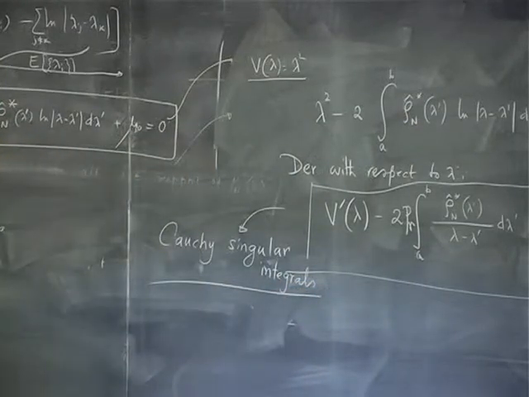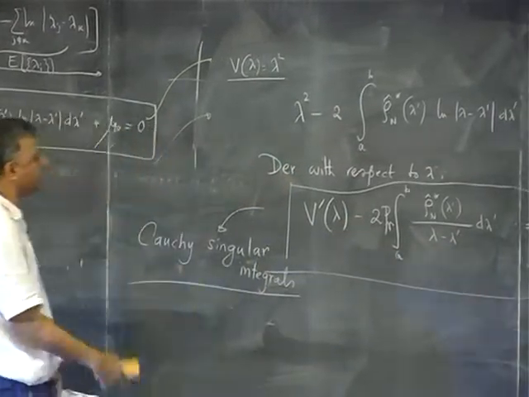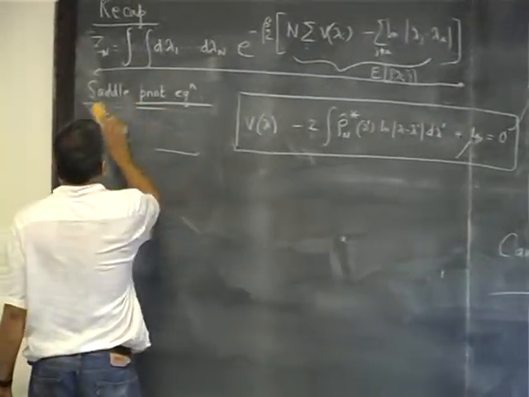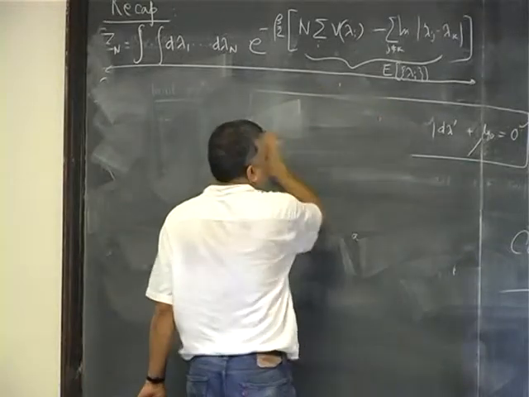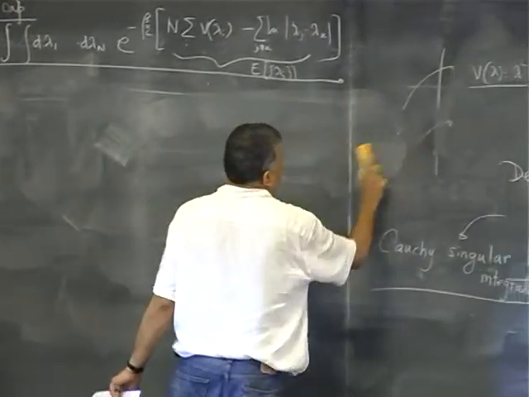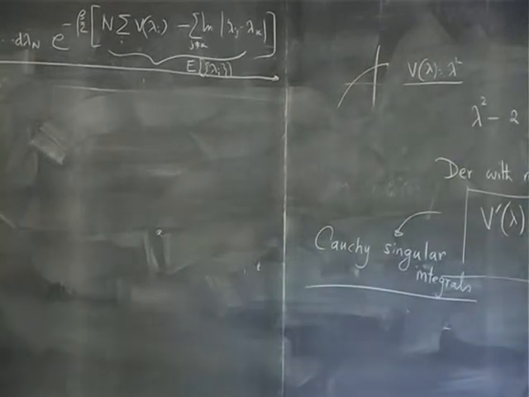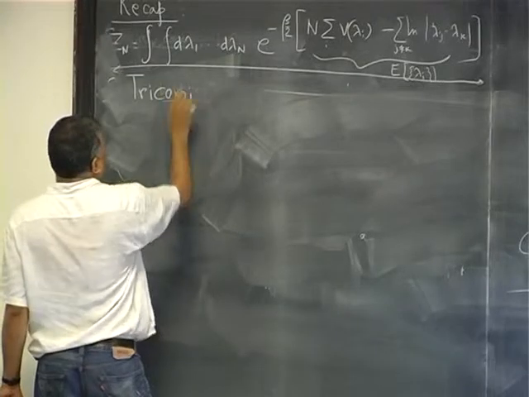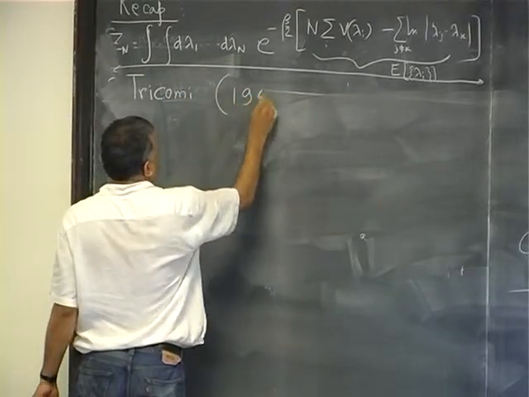They are not so easy to solve. Mathematically, this is a difficult problem. However, I will not prove it, but I will tell you the result. There is a beautiful result due to an Italian mathematician called Tricomi. There are two ways of solving this equation. I'll first tell you the first way, and maybe in the next class I'll tell you the second way.